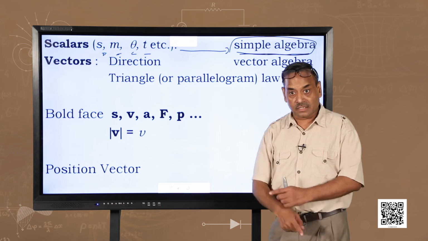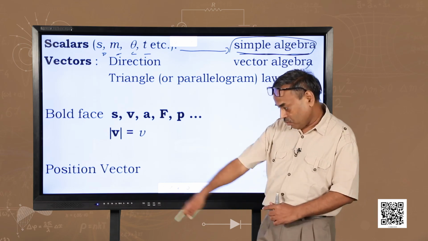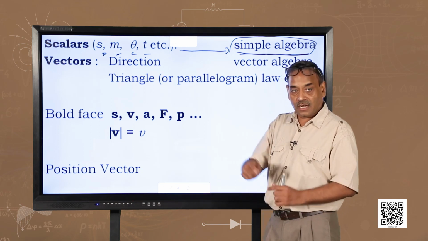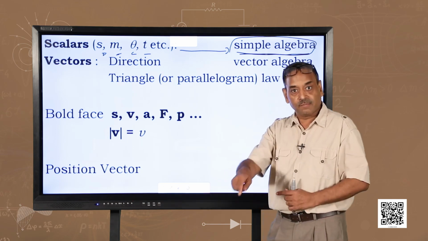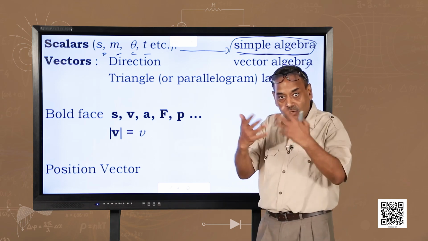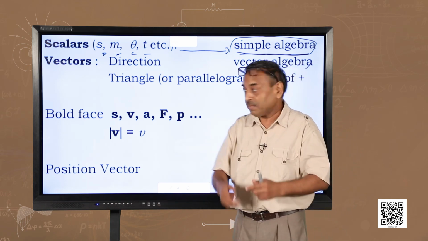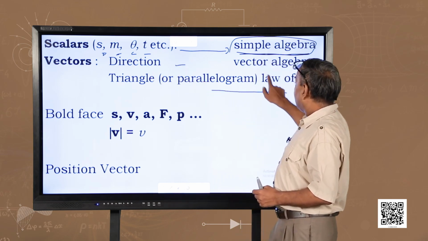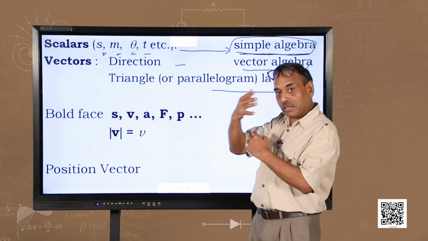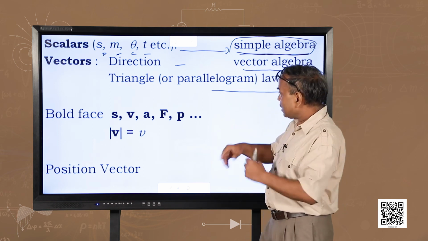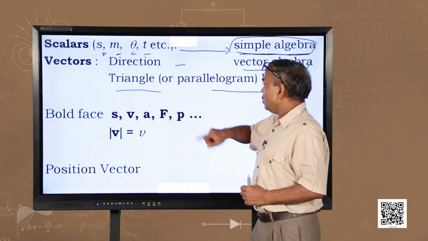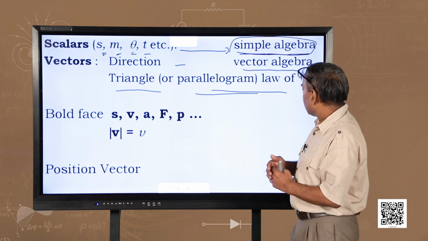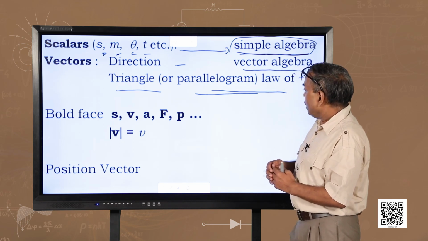Vectors likewise, as I did in this small activity here, moving 4 steps in this direction and then coming back in another direction by 2 steps, and then measuring the initial and final positions. I saw it cannot be explained by simple algebra, it requires a different algebra which is called vector algebra. When I say that they follow a particular law of vector addition, this law could be the triangular law or the parallelogram law. I will be explaining these things a little later.